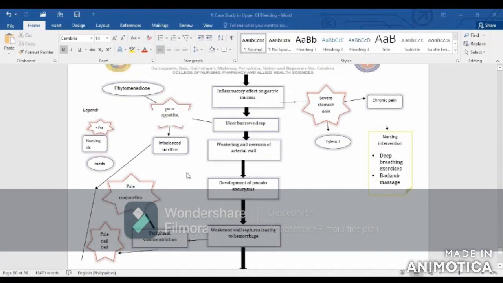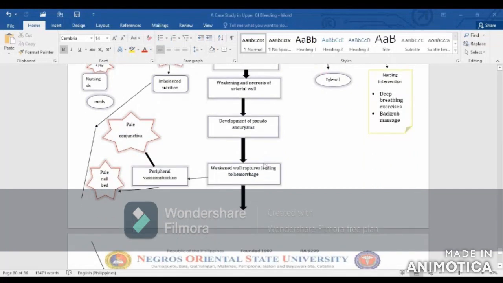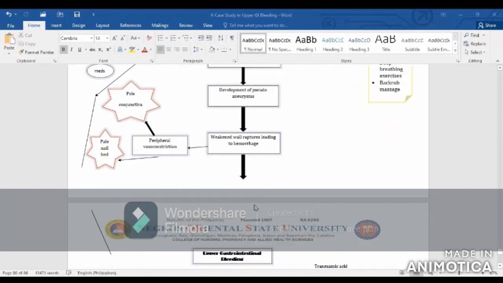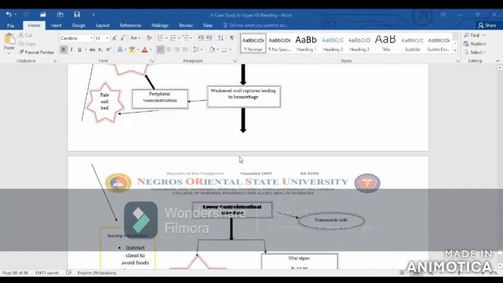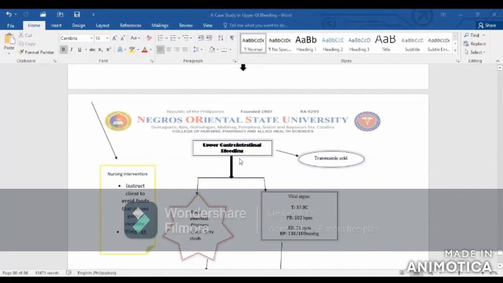For the ulcer, it could lead to weakening and necrosis of the arterial wall, and development of pseudoaneurysms, and could lead to thickened wall ruptures leading to hemorrhage. If there is hemorrhage, it could lead to peripheral vasoconstriction, pale conjunctiva, and pale nail bed as the signs and symptoms of the patient. And the weakening wall ruptures leading to hemorrhage could lead to upper gastrointestinal bleeding. That's the reason why the patient was diagnosed with upper gastrointestinal bleeding.